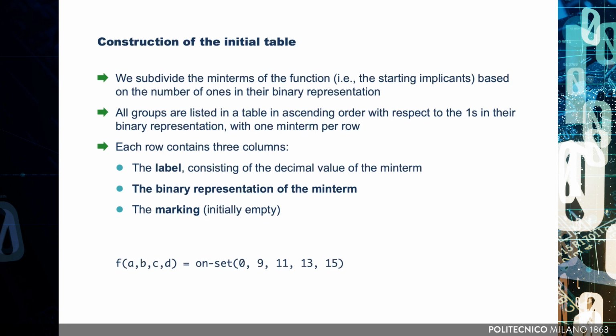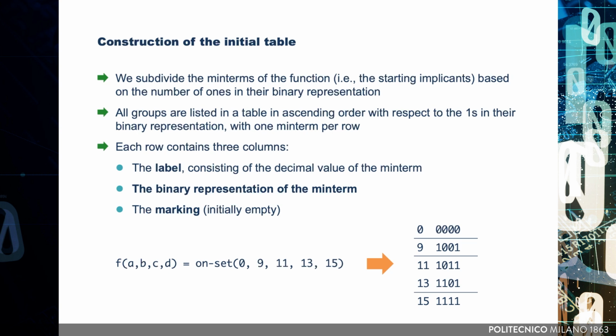Let's look at an example. Consider a function of 4 variables, a, b, c, and d, with an onset including 0, 9, 11, 13, and 15. Here is the resulting table. As you can see, there are 4 groups. The first group contains minterms with 0 ones in their binary representation. That's just minterm 0. The group for minterms with a single one is empty, so it is omitted.